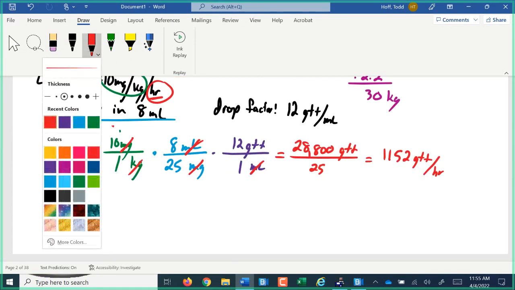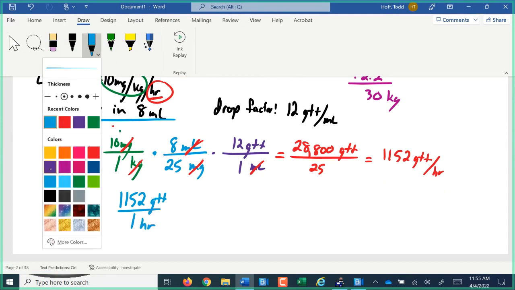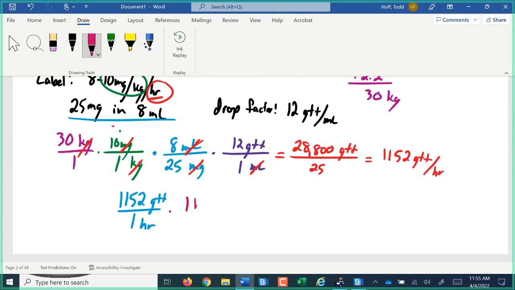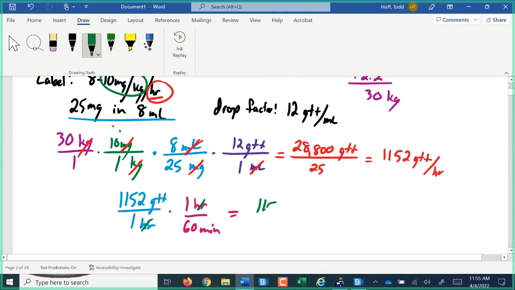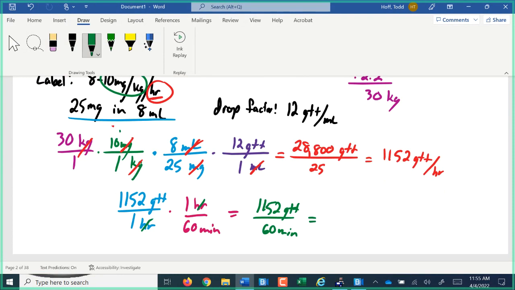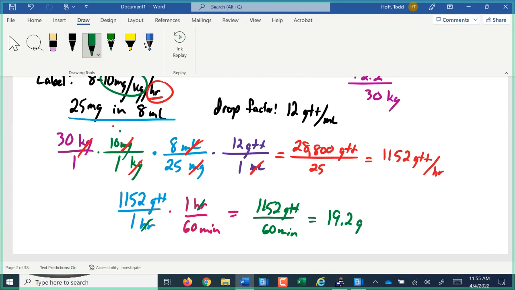So we'll need to adjust this now to be per minute. 1,152 drops per 1 hour. Conversion: an hour is 60 minutes. Hours cancel out. We got 1,152 drops per 60 minutes. We divide that out. 1,152 divided by 60 is 19.2 drops per minute. That is the upper end.